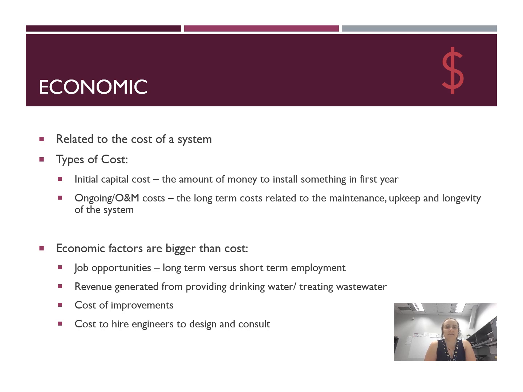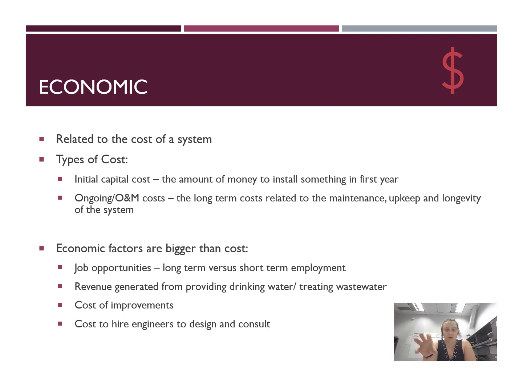The last one that we talk about quite often when it comes to design is economics, and most of the time it's related to the cost of a system. Many times we talk about two different types of costs. We talk about the initial capital cost, and that's the money to install something in its first year, right? You buy it off the shelf, that's the capital cost. We also have what are called ongoing or O&M costs. So O&M stands for operation and maintenance.